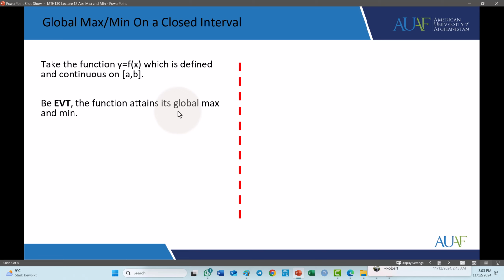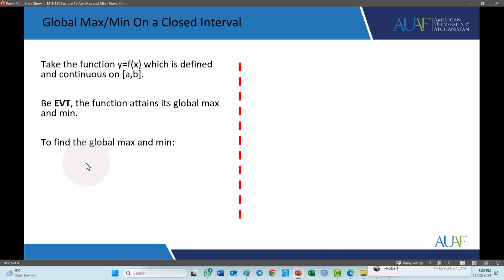Now, let's turn to finding the global max and min of a function on a closed interval. Take the function y is equal to f of x, which is defined and continuous on a closed interval a and b. Then, following the extreme value theorem, the function attains both its global minimum and maximum in this interval.